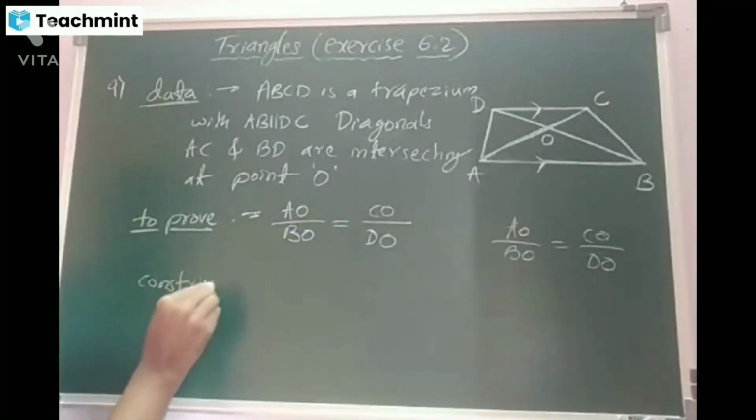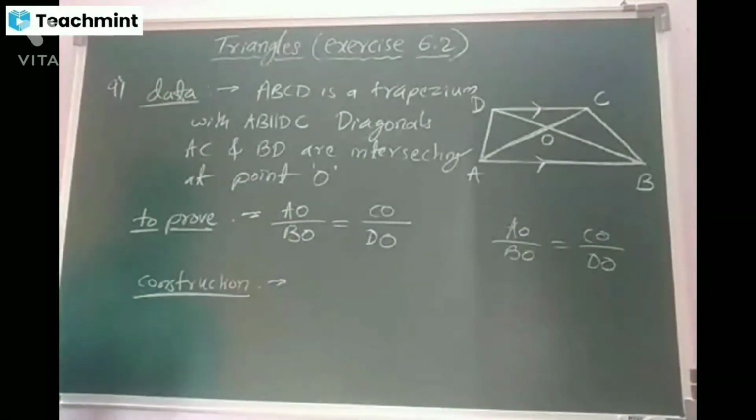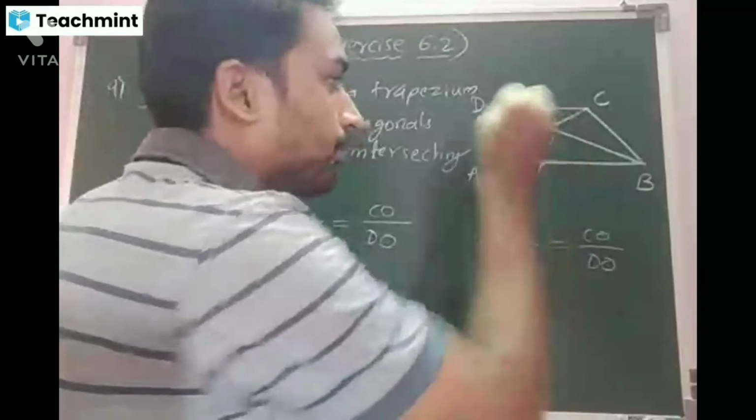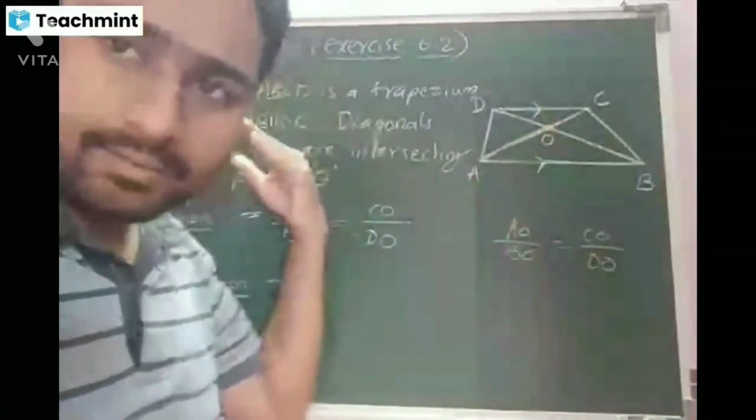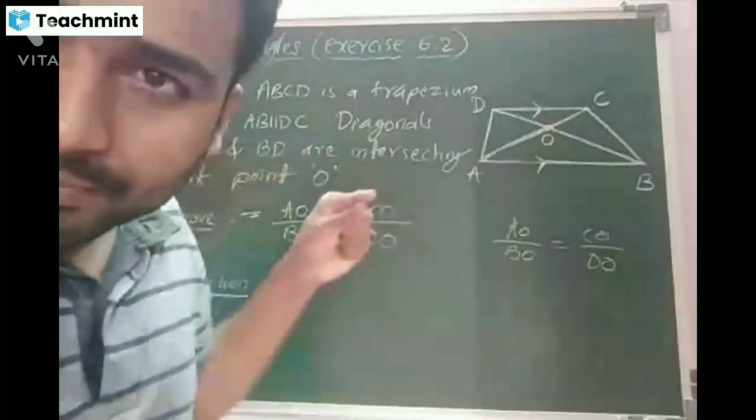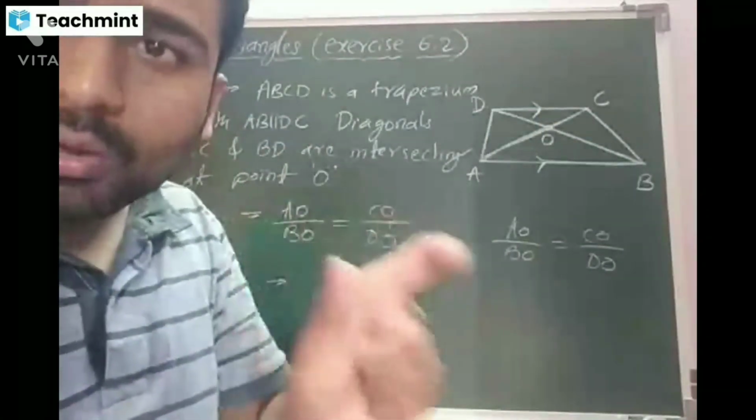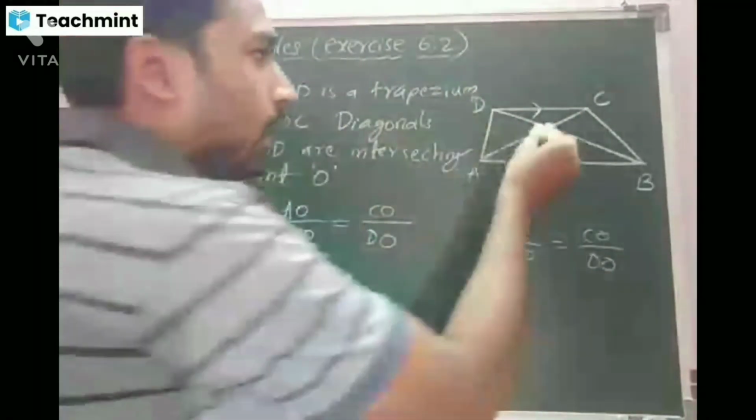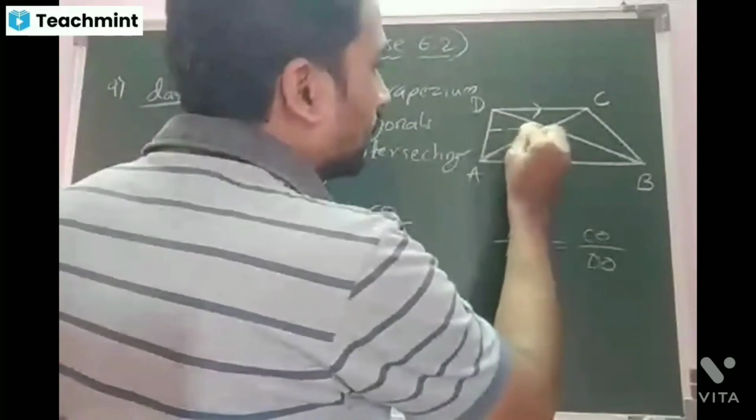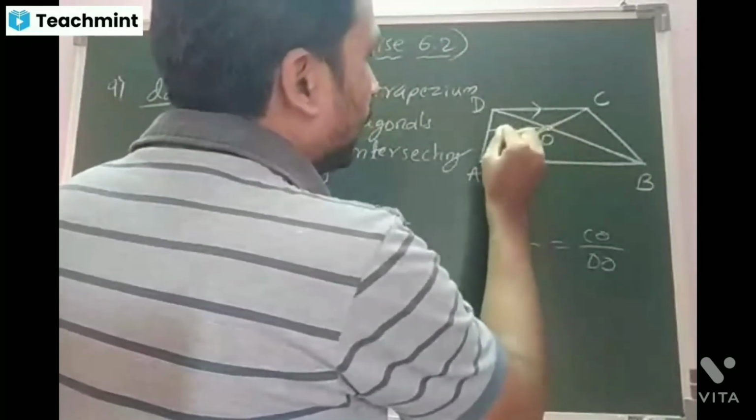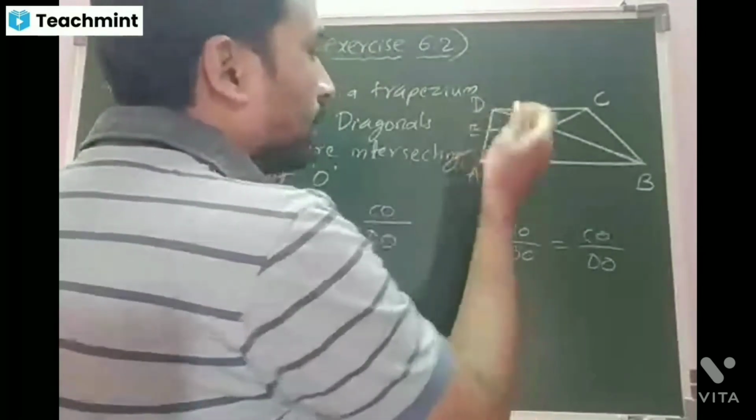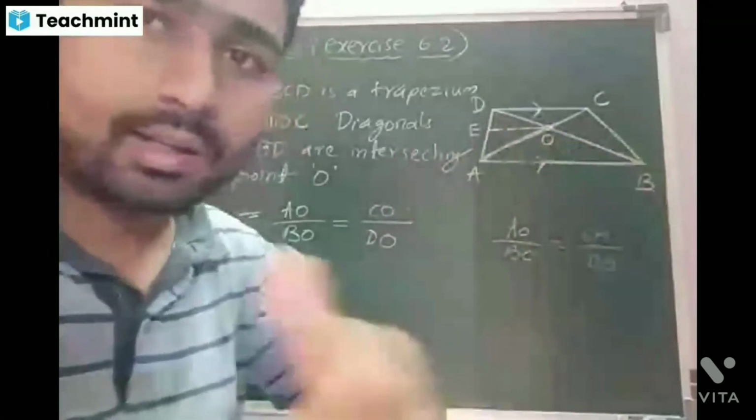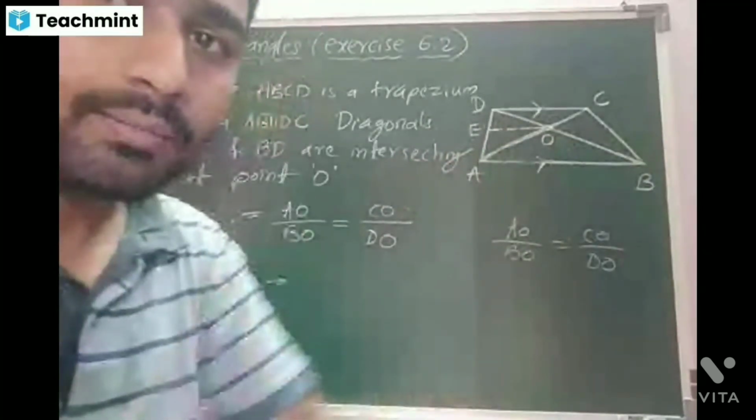Construction. Here we require a construction, beta. What is it? Target the point O. There are two options, right side, left side. Any one side, we will draw one line through the point O, which should be parallel to DC also, AB also. Understanding, beta? So let me take it to the left side in this manner, OE. The same thing, beta, you can take the right side also. There is no harm. Any one side, either here or here. Clear, beta?